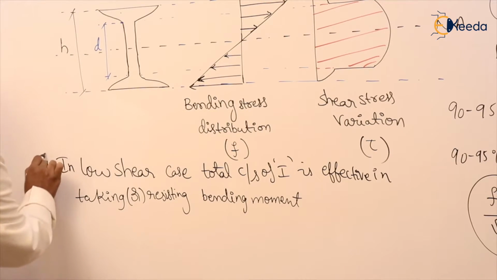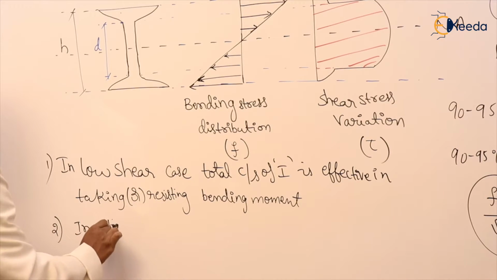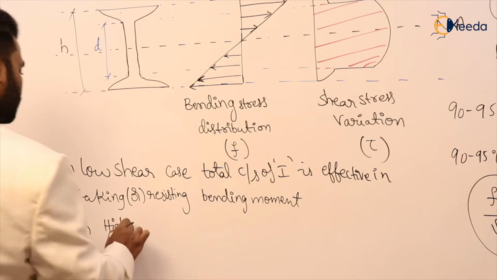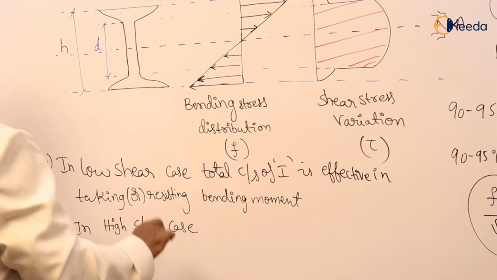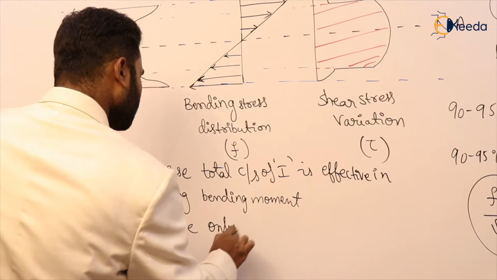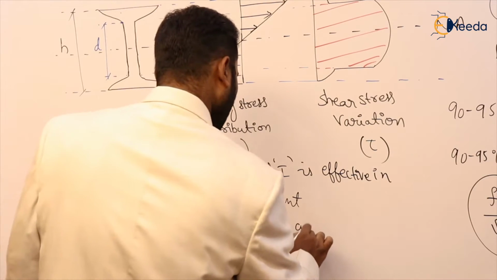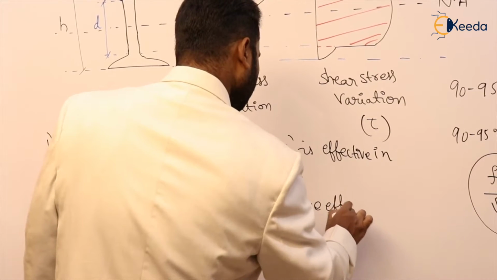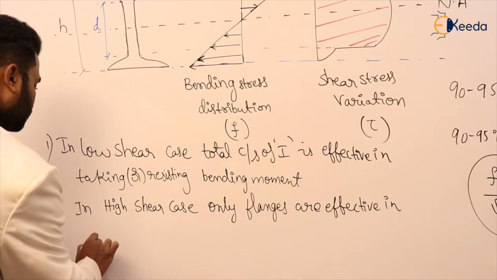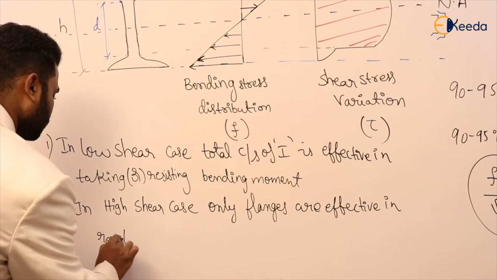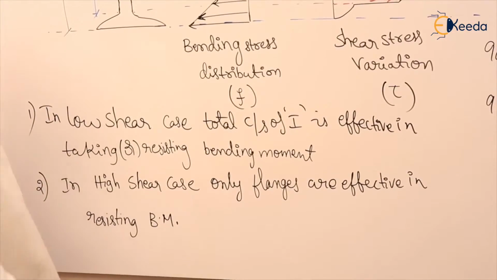Now, what is the high shear case? In the high shear case, only the flanges are effective in resisting bending moment. This is the concept.